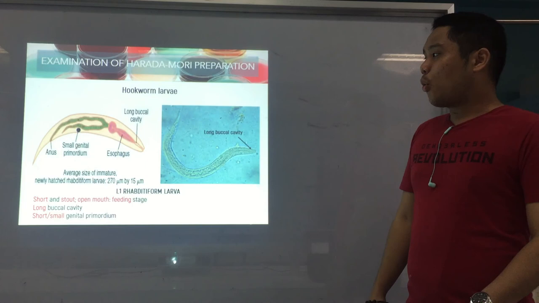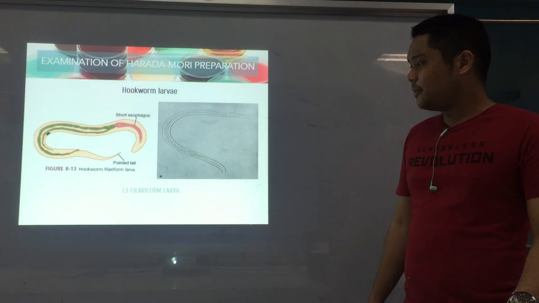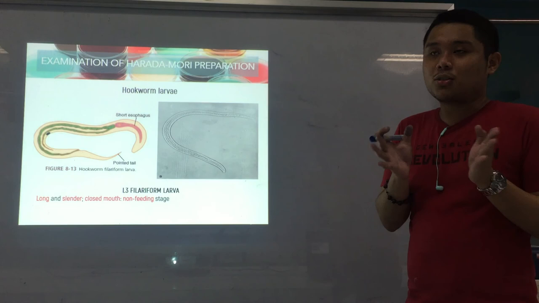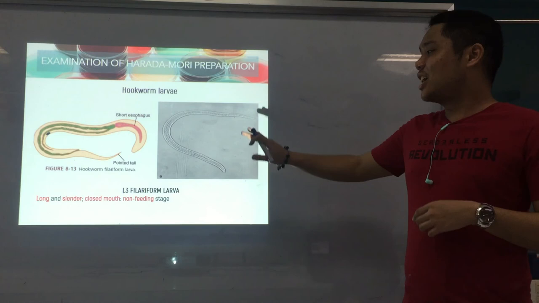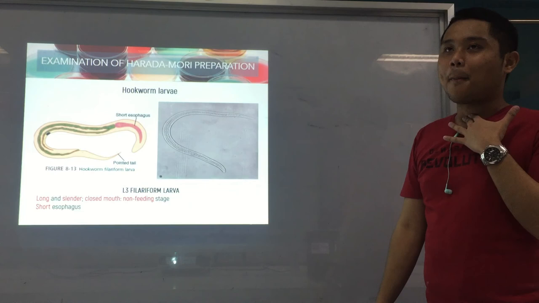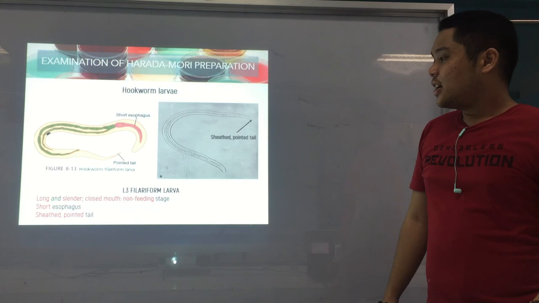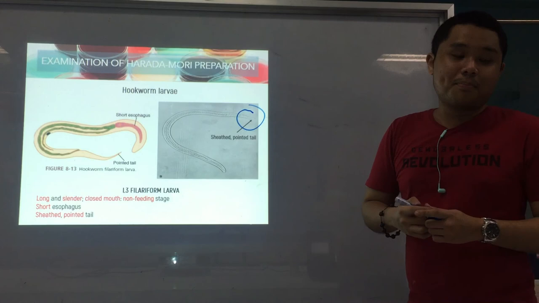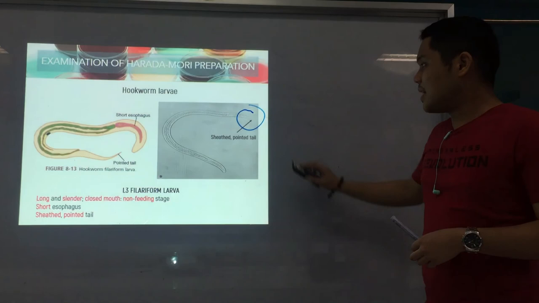And next is, of course, your filariform. As you can see, your L3 filariform larva is now longer and much more slender. And it has a closed mouth, it doesn't have any mouth anymore, because again, it's your non-feeding stage. Aside from that, it has a short esophagus. And lastly, as you can see, it has a sheathed, pointed tail. Very characteristic. That's the L3 filariform larva of your hookworm.